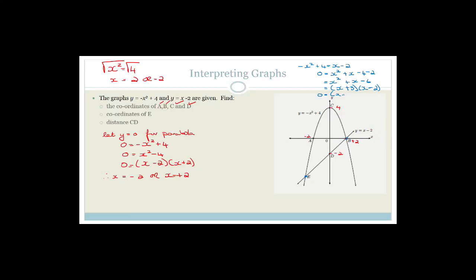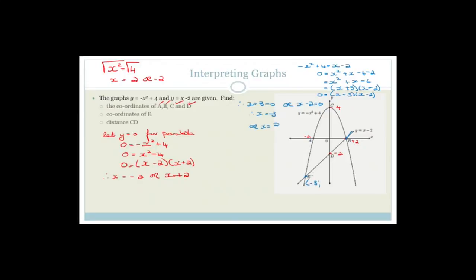Okay. So I've got X plus 3 and X minus 2. So therefore, what can we do? We can say, therefore, X plus 3 equals 0 or X minus 2 equals 0. Therefore, X is equal to minus 3 or X is equal to 2. There you go. So we've already got that. Now we've just found the X value of this, which is going to be minus 3.